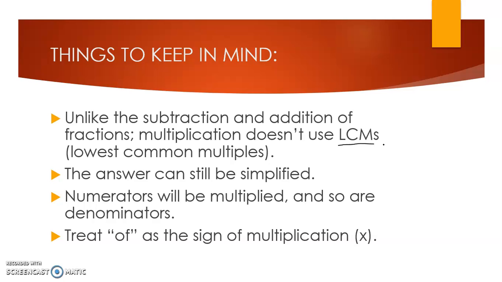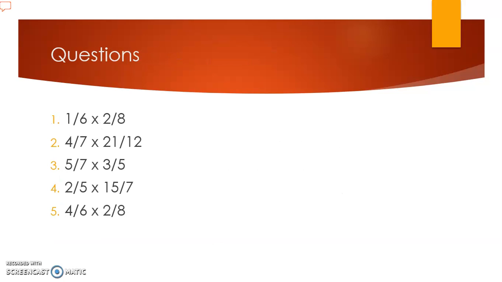And the fourth and the last important thing is, we should treat 'of' as the sign of multiplication. I'll give a brief video on BODMAS in the next few videos. BODMAS is basically an order in which we solve sums, solve problems. So let's begin with the questions pertaining to fractions. Here are the questions. Let's begin. So the first question we have: 1 by 6 into 2 by 8.